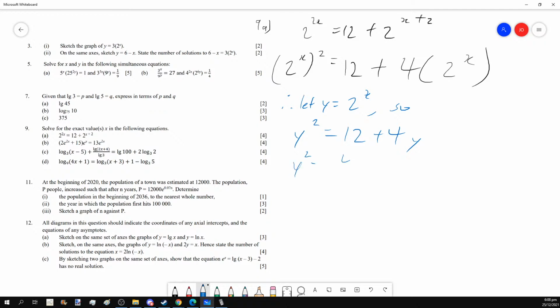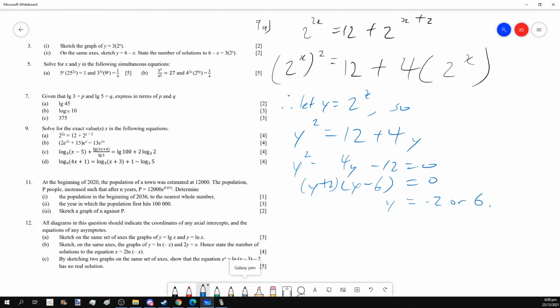We will have y squared minus 4y minus 12 equal to 0. And afterwards, I shall perform the usual quadratic factorization strategies. Oh, sorry, it should be negative, I think. Negative? Yeah, negative. And from here, we will have y equal to negative 2 or 6.